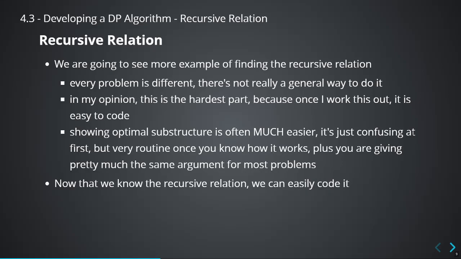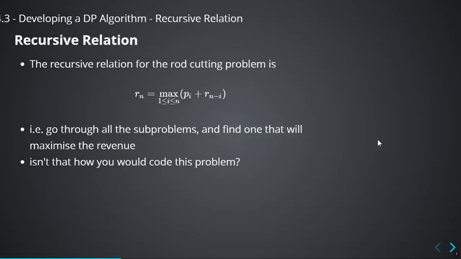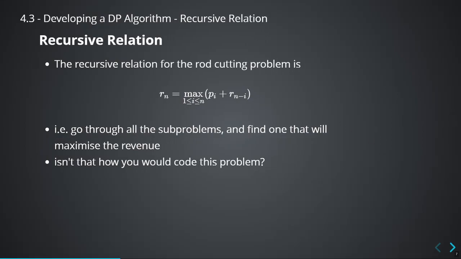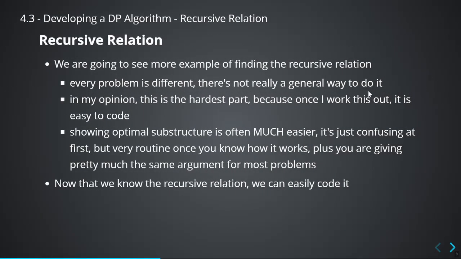We know now what the recursive relationship is. It's very tiny, very short: Rn equals the max of pi plus Rn minus i. So can you think of the code? We've been talking about dynamic programming for a while, hours maybe, and we haven't written any code. I described this problem for almost an hour.